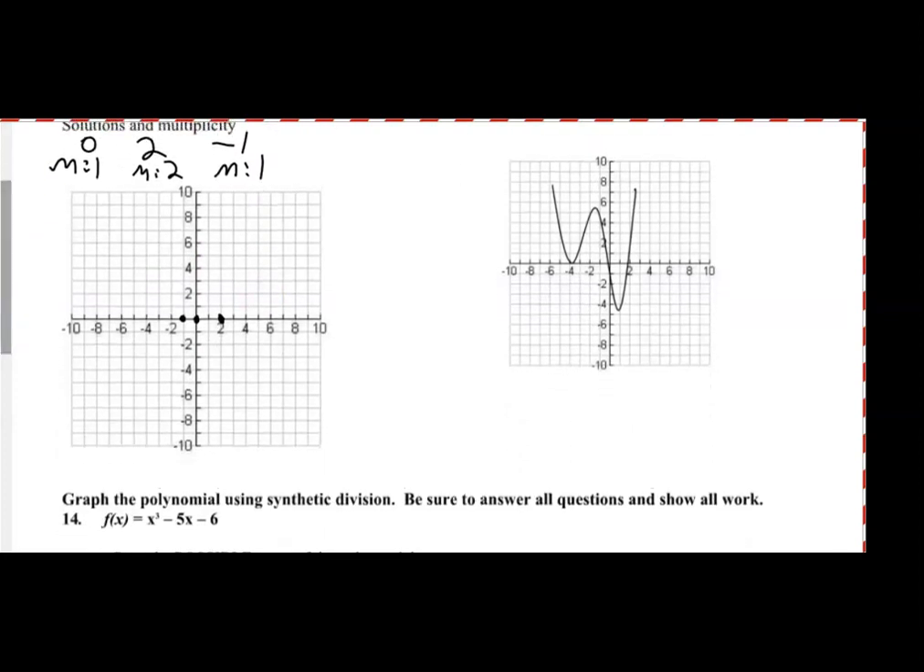So when we graph this bad boy, it comes down like so. Little loop here. Something like that. All right? So we have a pass-through, and a bounce.